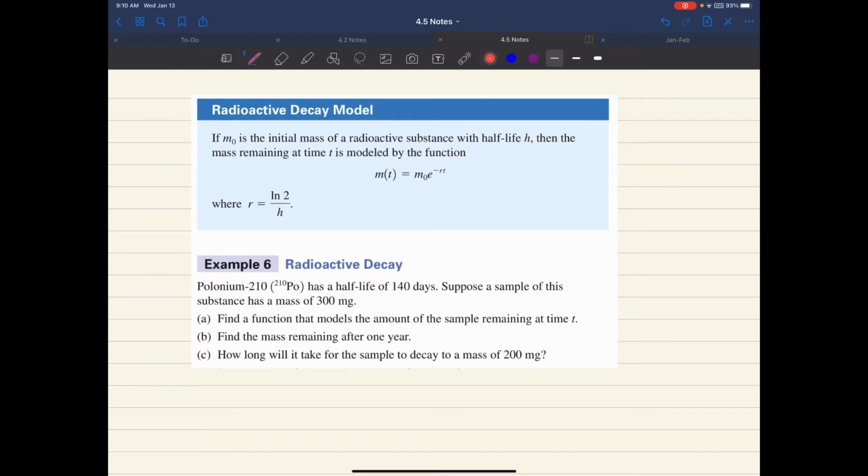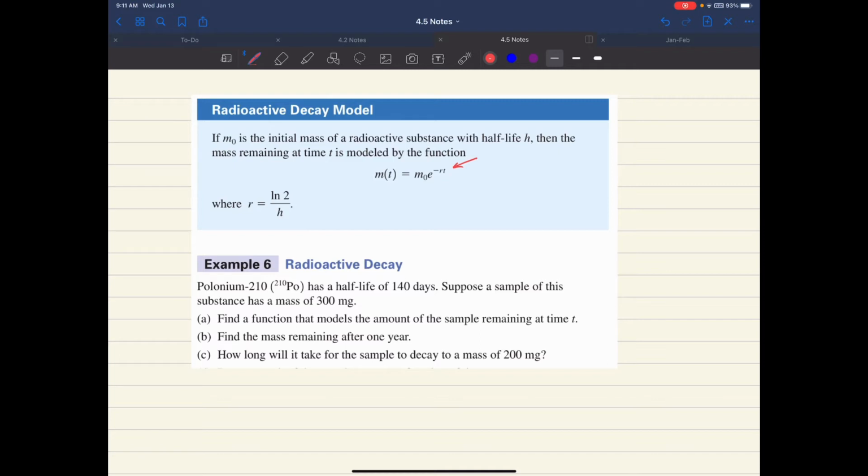So there's really only one difference aside from the m instead of an n, and it's just this negative r in there. So it says if m sub 0 is the initial mass of a radioactive substance with half-life h, then the mass remaining at time t is modeled by the function m of t equals m sub 0 times e raised to the negative rt. And then you'll notice it defines r right here. We get r by taking the natural log of 2 and dividing it by the half-life.